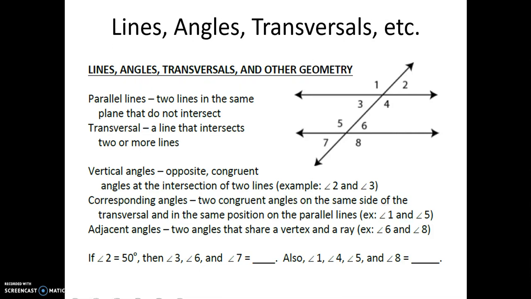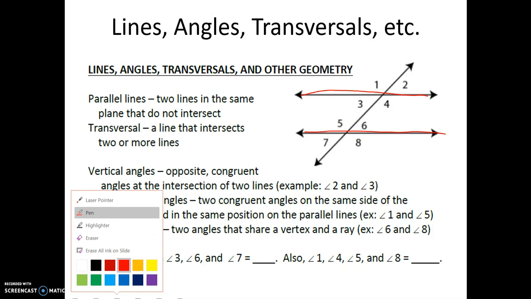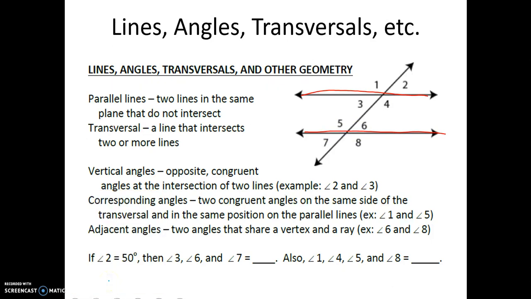Parallel lines. 2 lines in the same plane that do not intersect. So, this line and this line would be parallel. And then a transversal is a line that intersects 2 or more lines. So in this case, this is our transversal.